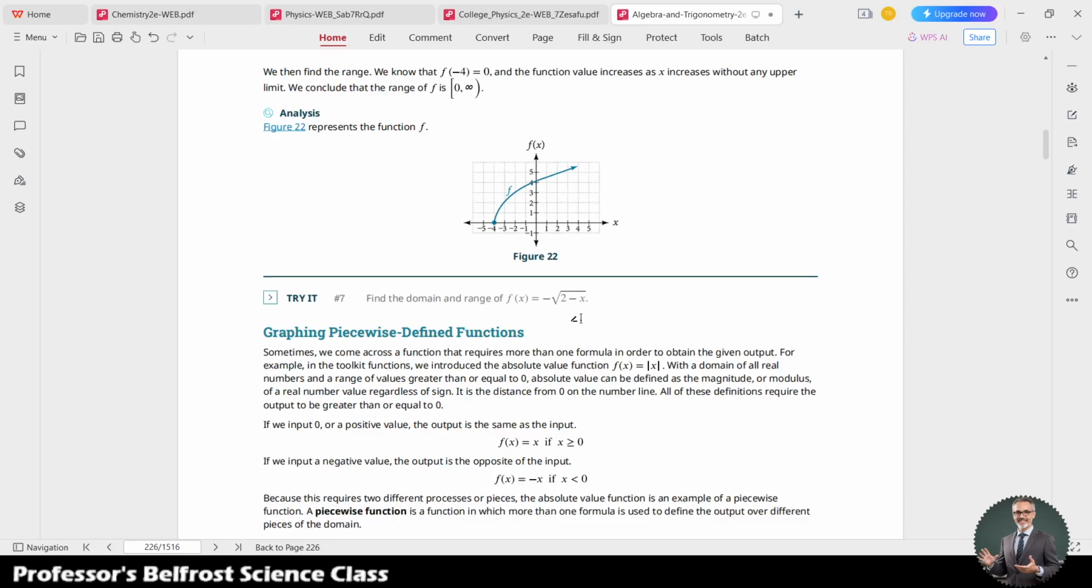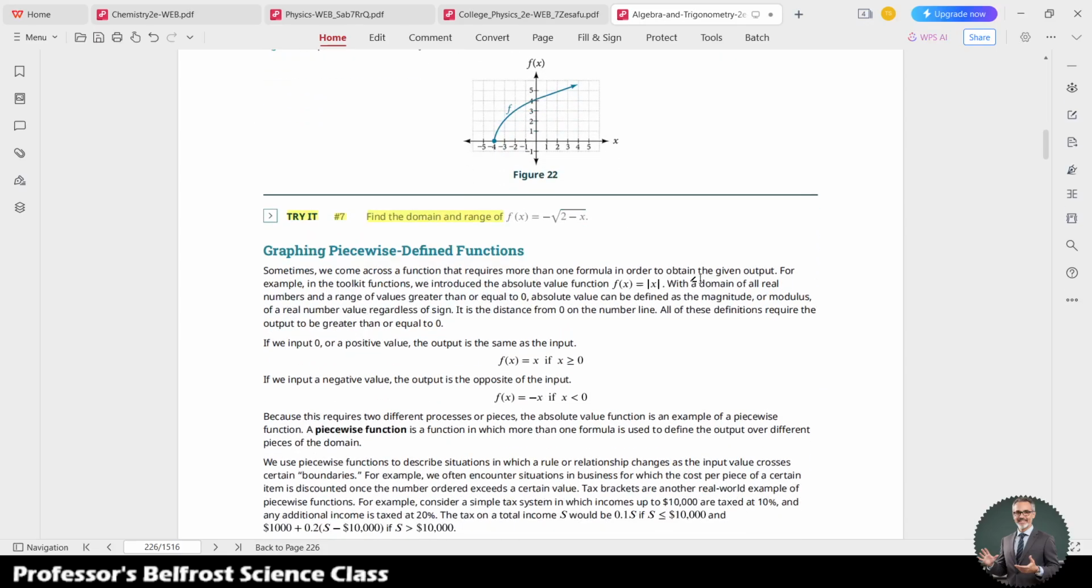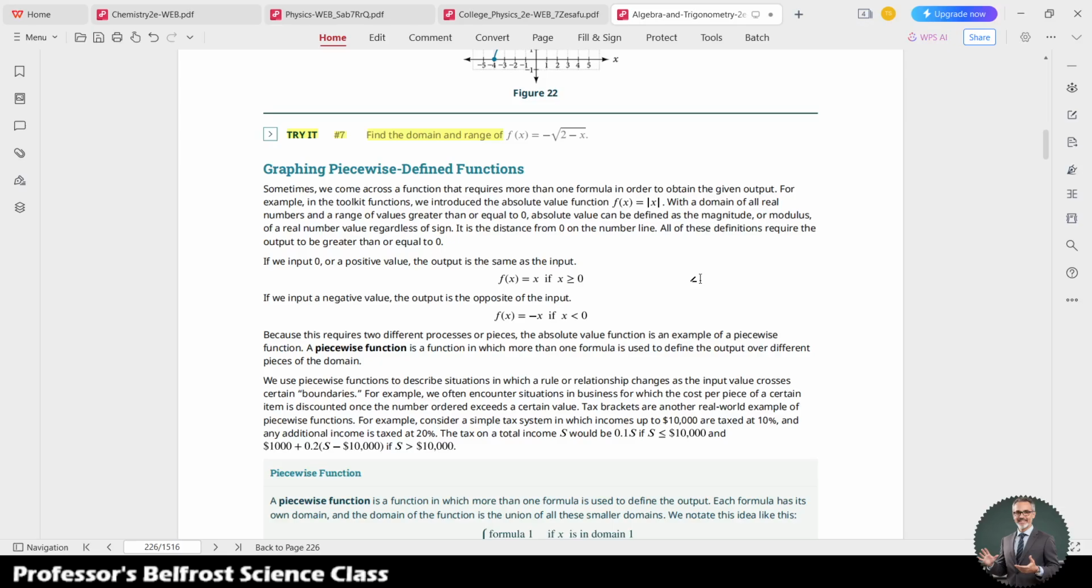So this is the figure for the function above. Then I want you to try to solve this. This is actually a very easy one. Now, graphing piecewise defined functions.